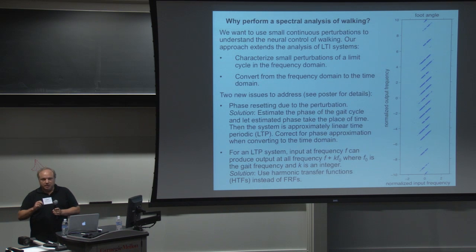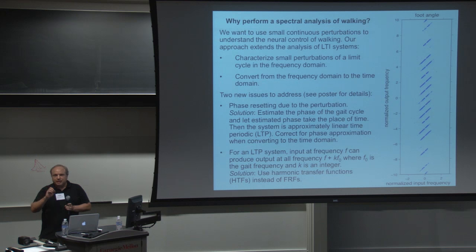So there are two issues involved. The first issue is phase resetting, as just mentioned in the previous talk. The way we deal with that is we estimate phase, and we let estimated phase take the place of time. We do our analysis, and at the last step, when we convert to the time domain, we correct for our phase estimate. So we get a result that's largely independent of the exact method of estimating phase. Once we've done that, we have a system that can be approximated as being linear time periodic.